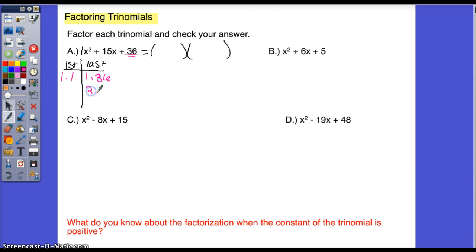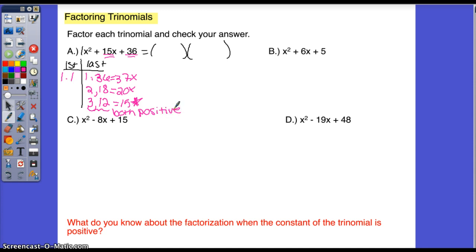You could have 2 and 18, but the third step said to sum this. So if I'm summing 1 plus 36, I get 37. 2 plus 18, well, that's not 15. 2 plus 18 is 20, that's not 15. Let's try 3. 3 times 12, that's 36. 3 plus 12 is 15. Ding, ding, ding. Notice that these are both positive.